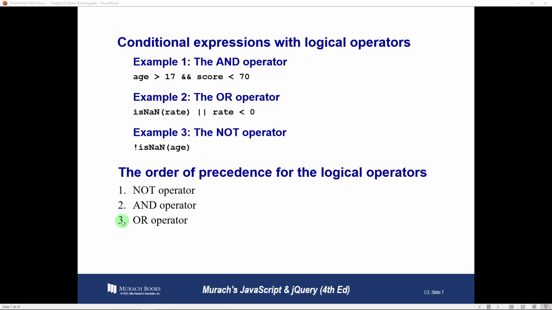And just like in arithmetic operators, if we want to change the order that these get evaluated, so maybe we want to force an or operator to happen before an and, we can use parentheses. And parentheses, anything inside parentheses happens before the other things do.